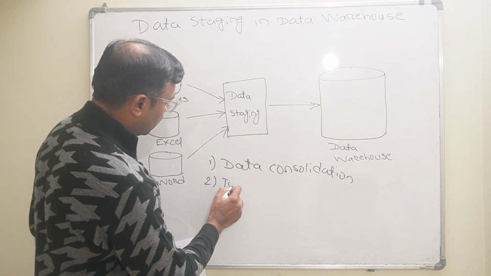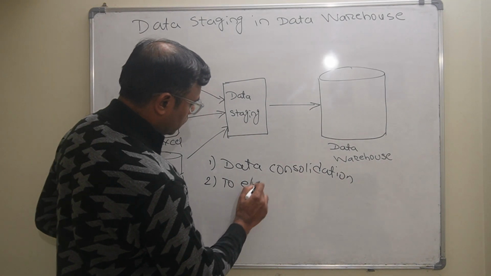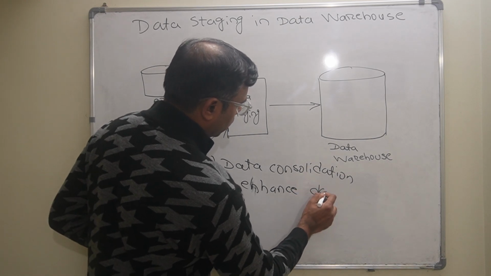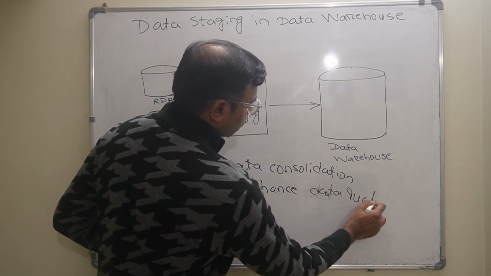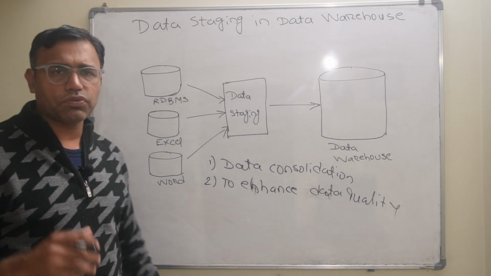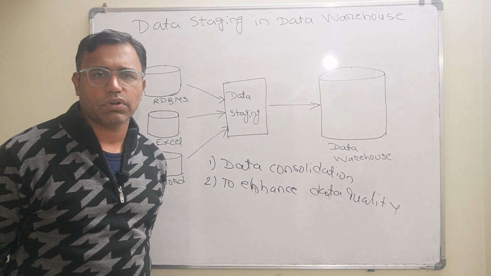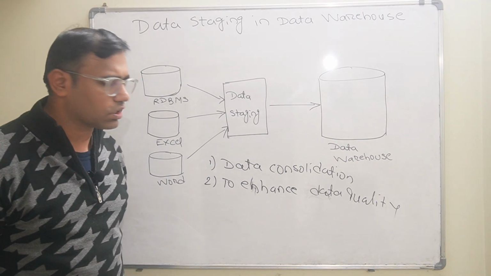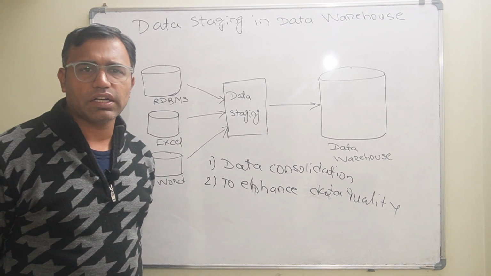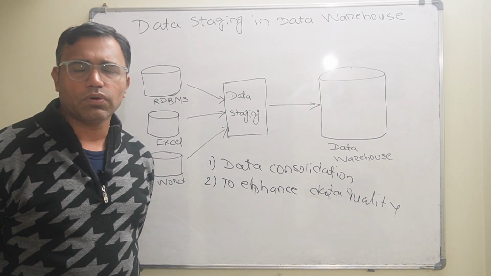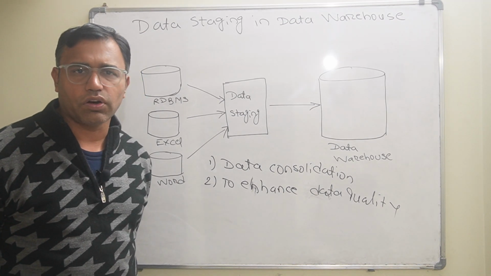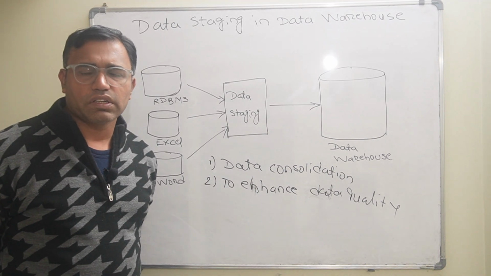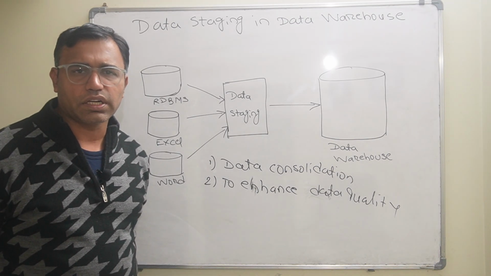Second is to enhance data quality. Ultimately, if we want better analysis or better conclusions from the analysis of the data, we need better quality of the data. To enhance the data quality means to reduce the redundancy, duplicacy and missing values. So we have to improve the data quality. All these things can be done at the data staging area. So data staging is very important to improve the data quality.